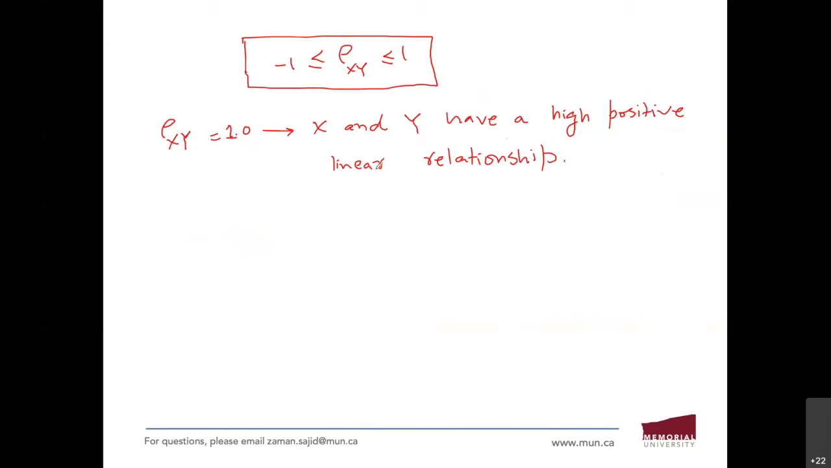Now here you can see we don't need the units of x and y. If your correlation is negative, let's say -1.0, then your x and y have a high negative linear relationship.